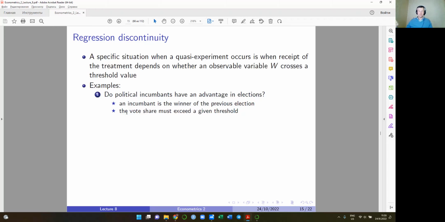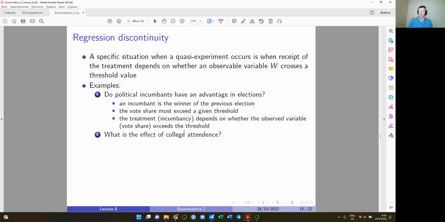In some countries you must exceed 50% plus one vote. In some other countries you must get just a majority of votes. Still, there is some given threshold that you need to exceed. And if you exceed, you receive a treatment. In this case, the treatment is that you are becoming incumbent. So the treatment, incumbency, depends on whether the observed variable, vote share, exceeds the threshold, in the previous election, of course.